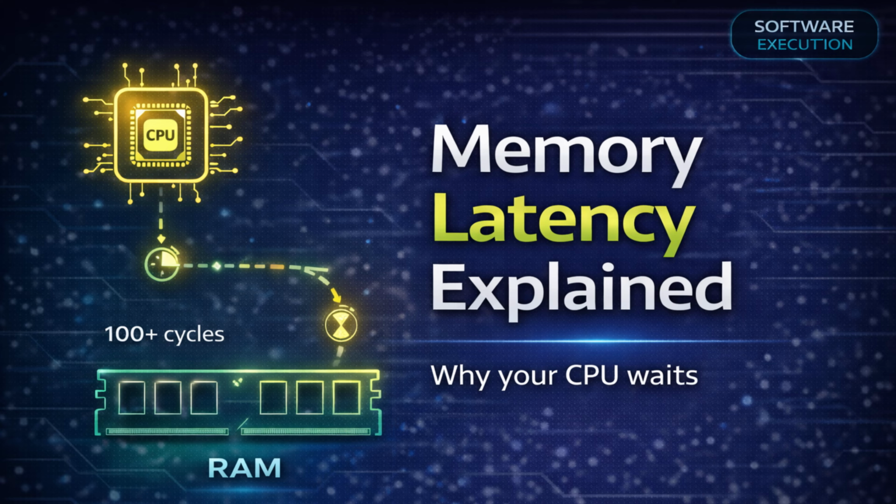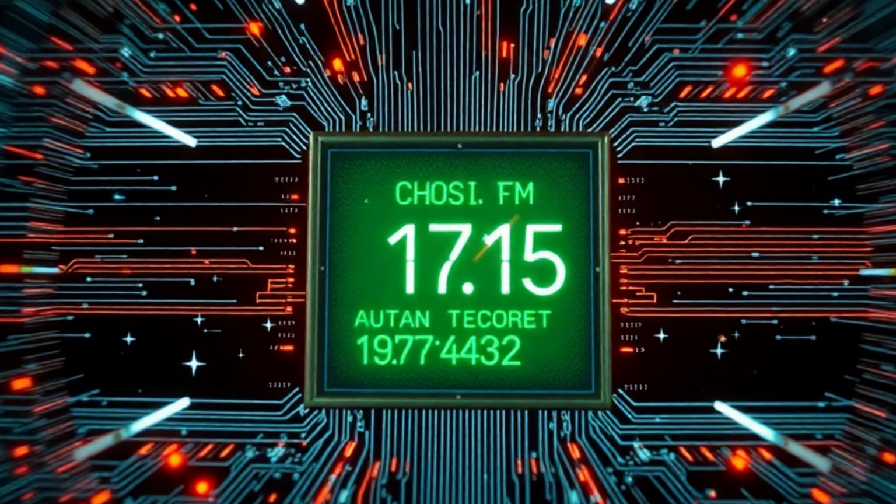Let's start with a simple idea. Latency is the delay between requesting data and receiving it. If the CPU needs a value from memory, it sends a request. Some number of clock cycles later, the data arrives. That delay, measured in cycles or nanoseconds, is memory latency.